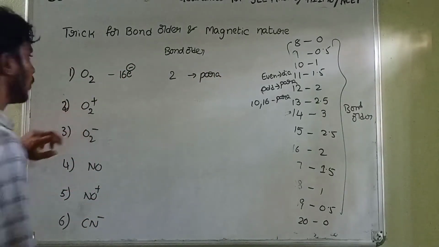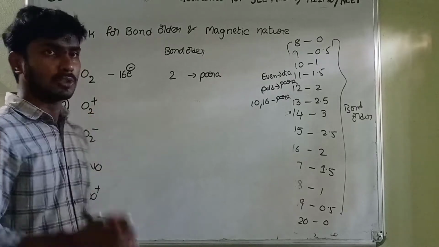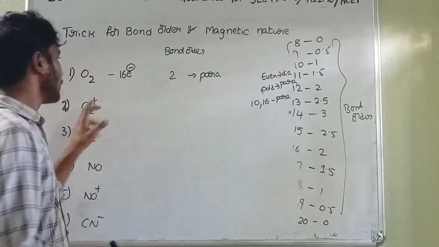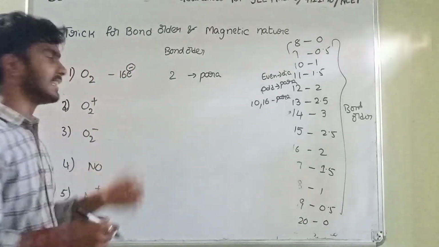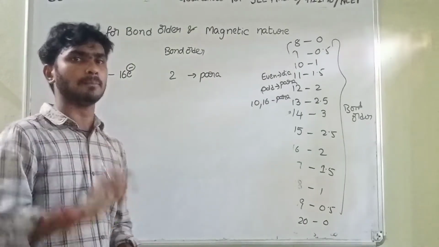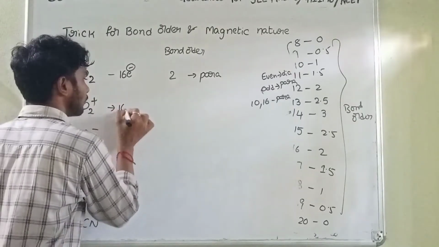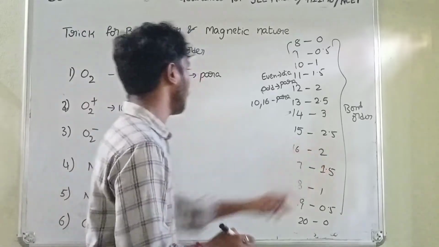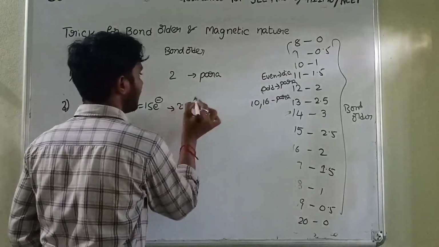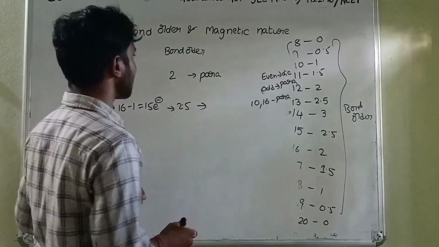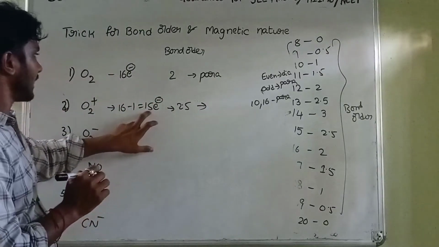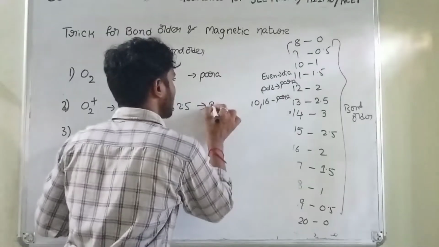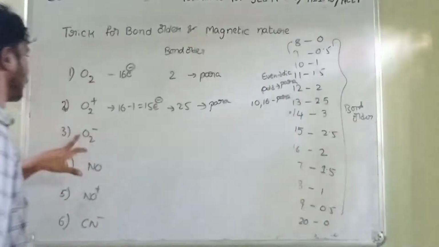In O2 plus, plus means we are removing one electron from O2. O2 means 16 electrons, so 16 minus 1 is 15 electrons. 15 electrons means bond order 2.5. And is 15 an even or odd number? Odd, so paramagnetic nature.